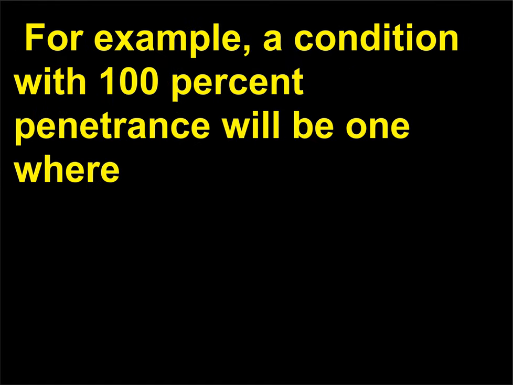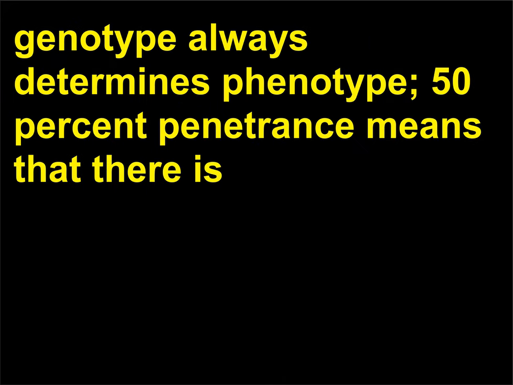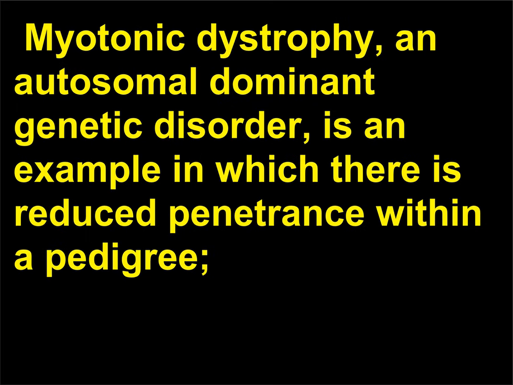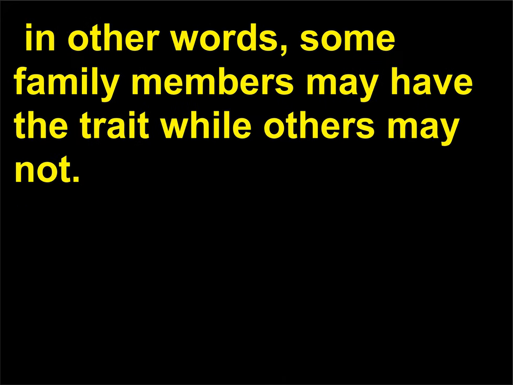For example, a condition with 100% penetrance will be one where genotype always determines phenotype. 50% penetrance means that there is only a 50-50 chance of the genotype producing the characteristic phenotype. Myotonic dystrophy, an autosomal dominant genetic disorder, is an example in which there is reduced penetrance within a pedigree. In other words, some family members may have the trait while others may not.